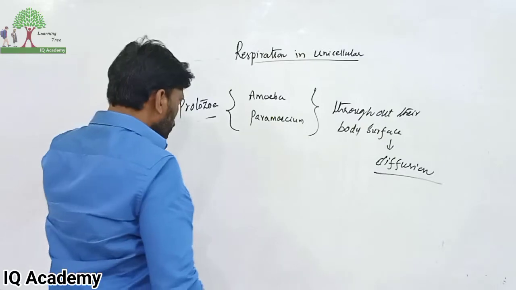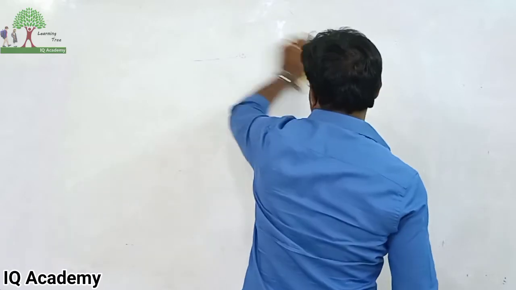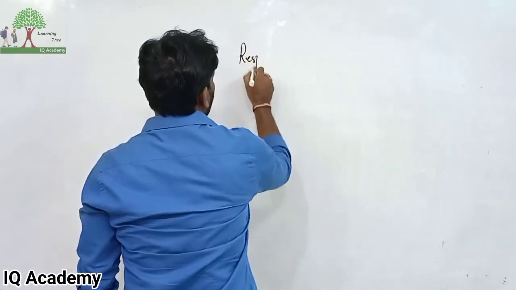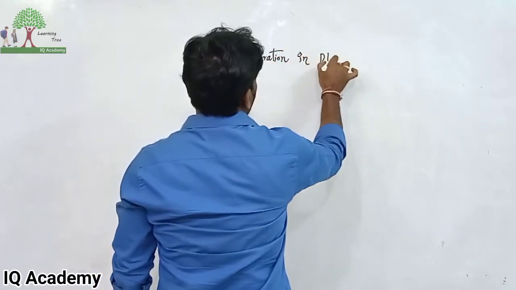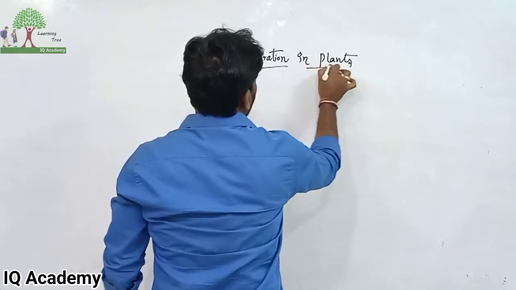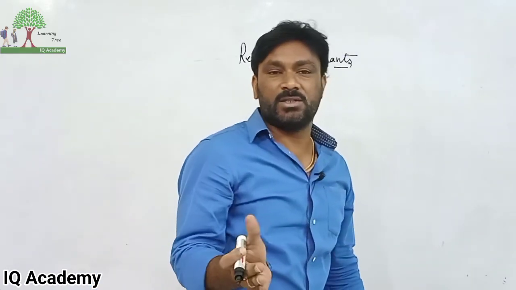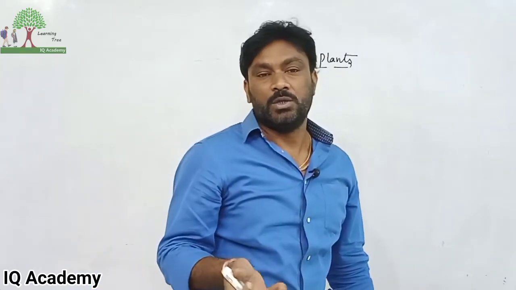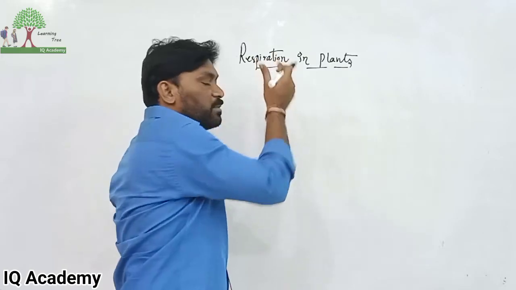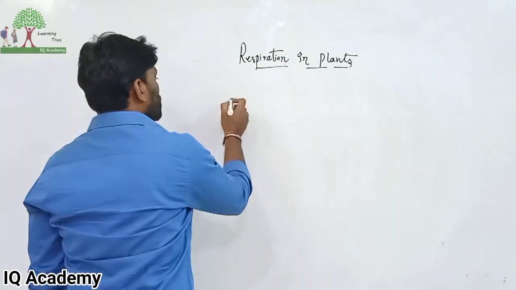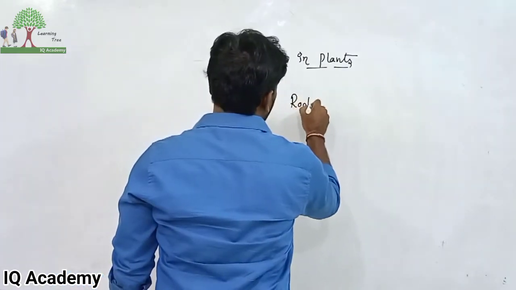And next, we come to respiration in plants. Plants also respire. Not only do they photosynthesize and prepare their own food, during unfavorable conditions, during the absence of sunlight, respiration takes place in plants. So, exchange of gases in plants: take the example of the roots. How does respiration take place by the roots?